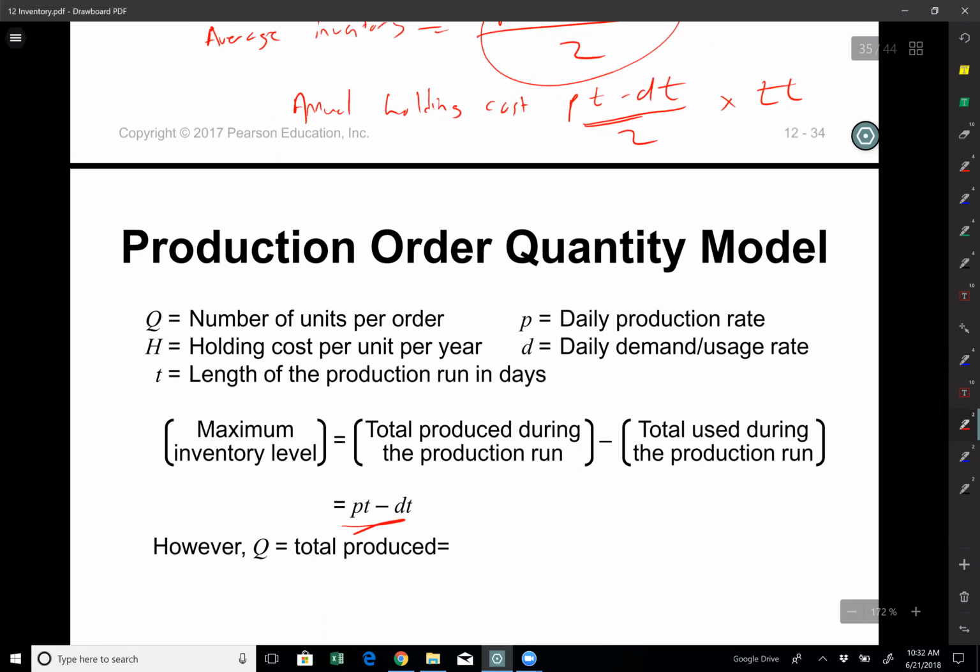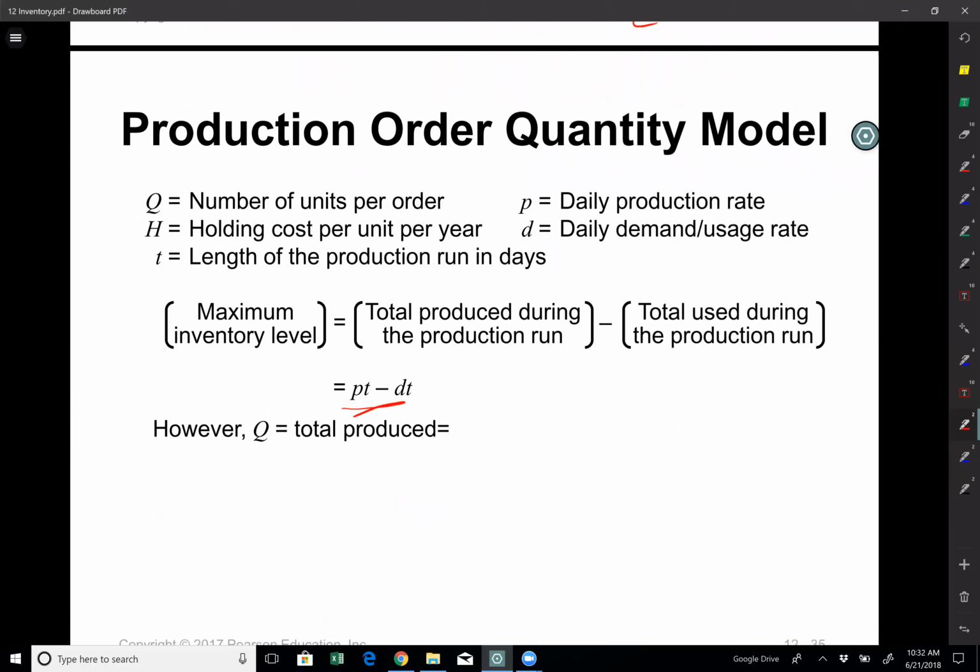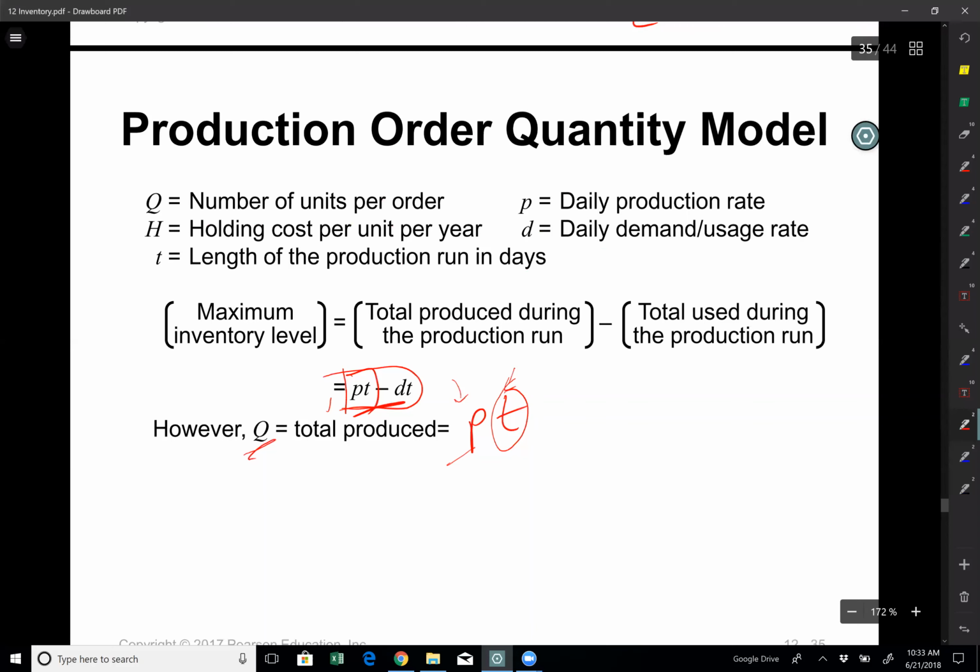So what's happening here? I would like to simplify this equation a little bit. We say that this maximum inventory level is PT minus DT. However, the total produced is not the same thing. In this T time frame, I produce really P times T units. In the example I gave you, if I produce 10 per day, in 10 days I can produce 100 products. Thus, if I want to figure out T, how many days it could take me to produce Q number of units based on the P production rate, then T is equal to Q over P. In other words, if I have a batch size of 100 units, and every day I'm producing 10 units, then it will take me 10 days to produce it. That's what we talked about, right?